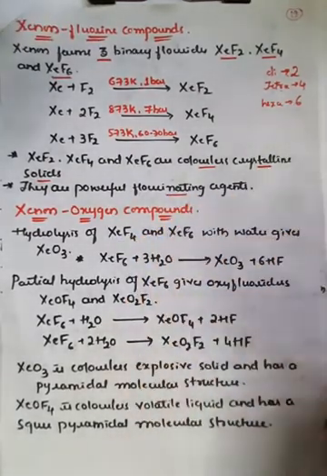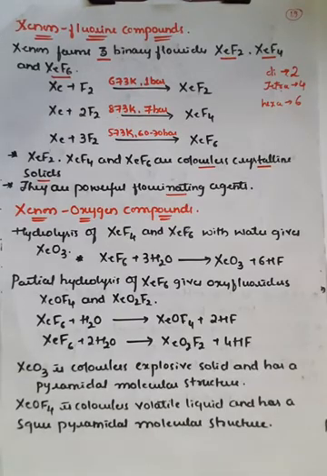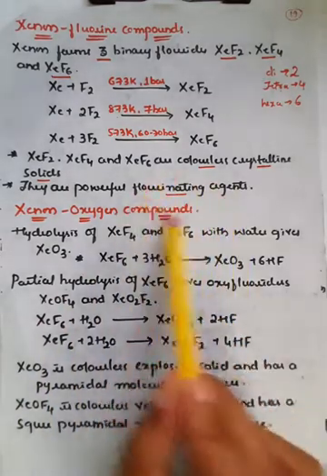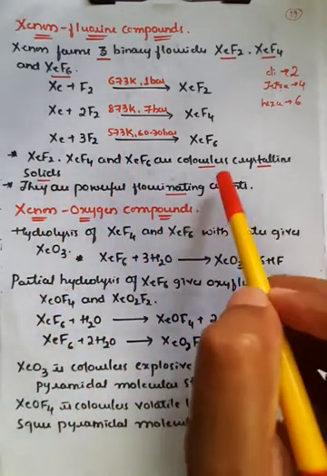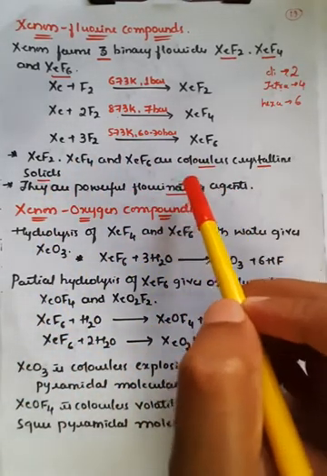Fluorinating agent means the addition of fluorine to organic or inorganic compounds. As we said, in the case of alcohols, we have seen some halogenation reactions. Like that, in fluorination you can use compounds like xenon hexafluoride and xenon tetrafluoride, which are rich in fluorine and have the ability to give fluorine for bonding with organic or inorganic compounds. Therefore, they are very powerful fluorinating agents.